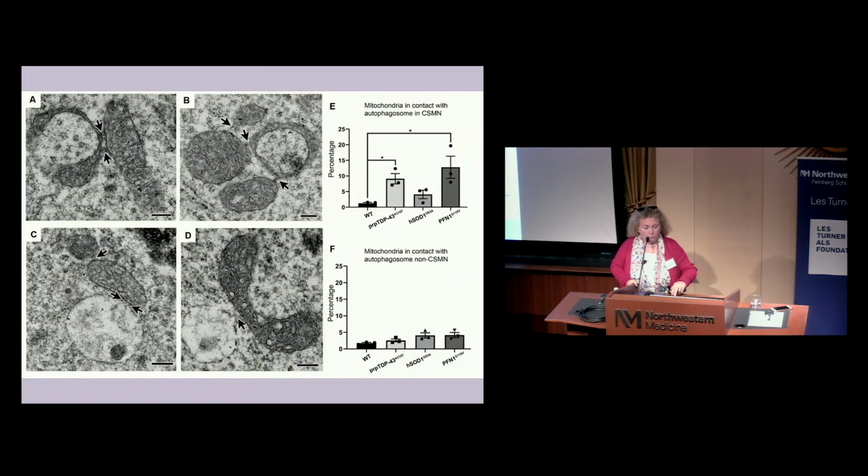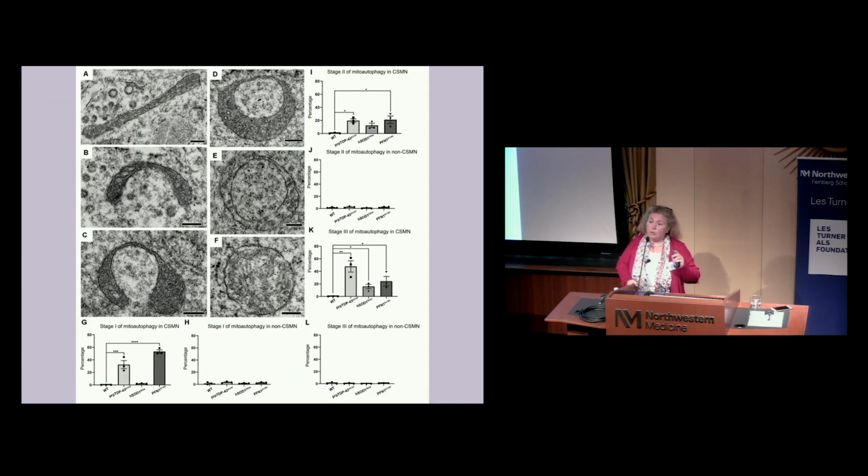Okay, so we actually observe this. There are some mitochondria, here they are with an autophagosome, right? And they don't look very healthy, okay? And they seem to be communicating with each other. And we quantified them both in the CSMN and in the non-CSMN cells. So this occurs. But in addition to this, we have also observed something very, very unique.